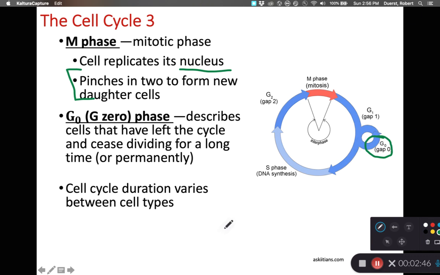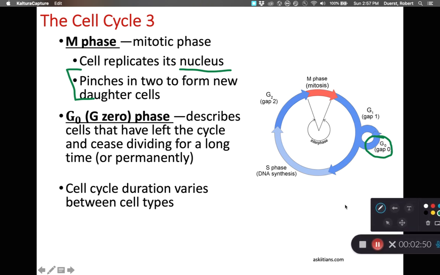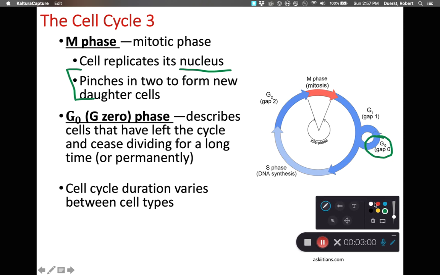So depending on the cell type we're looking at, the age of the individual, and the particular physiological environment, cell cycle duration is going to vary a lot. We can have a very short duration of less than 2 days or a very long duration of over a decade.